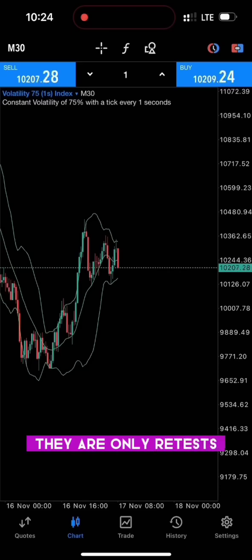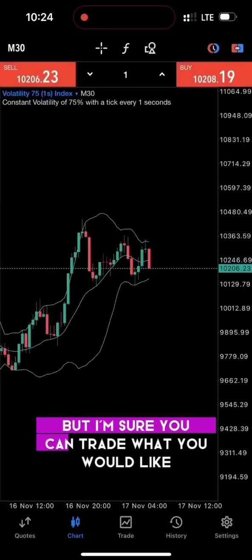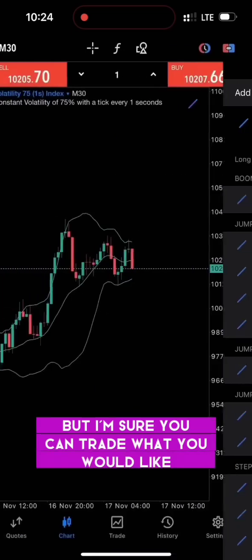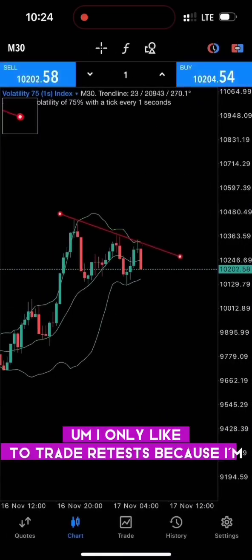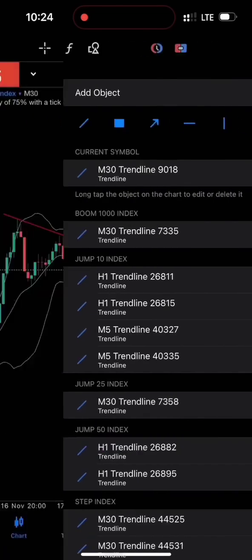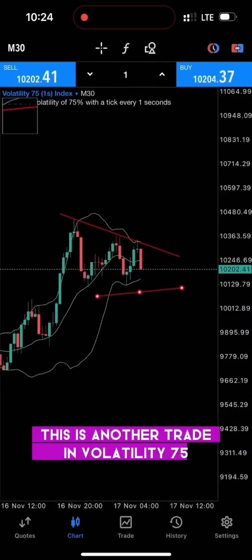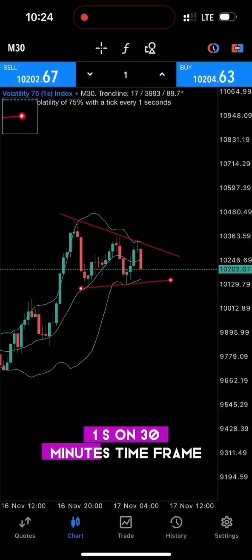They are only retests, but I'm sure you can trade what you would like. Don't worry, don't try to copy me. I only like to trade retests because I'm very good at those. This is another trade. We're in volatility 75.1s on the 30 minutes time frame.